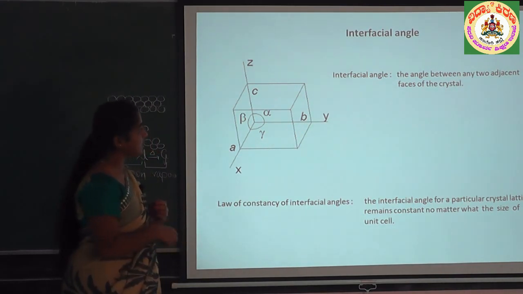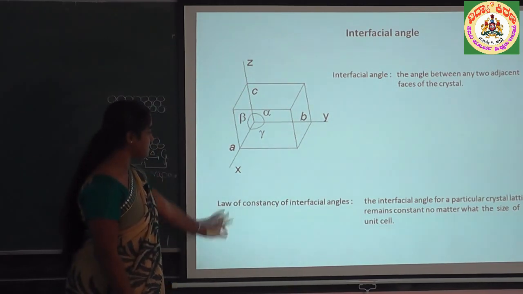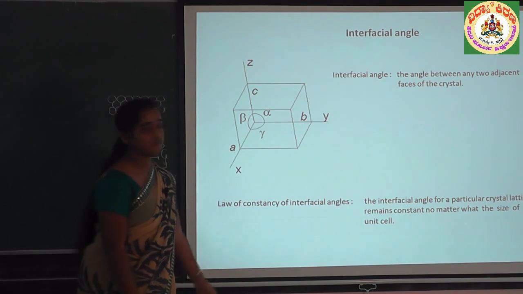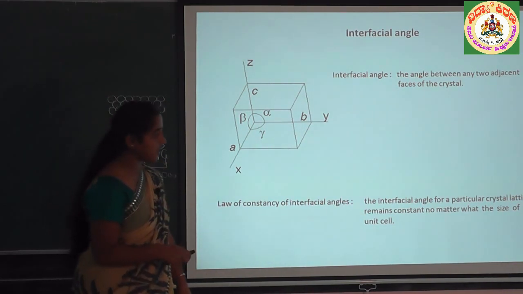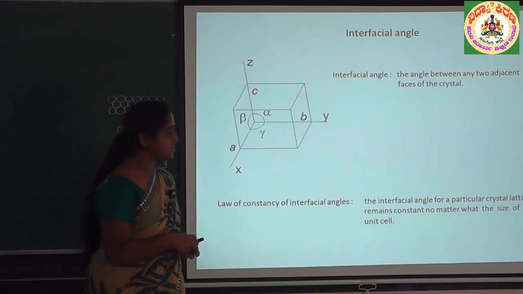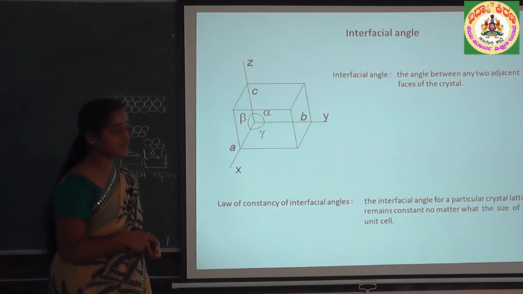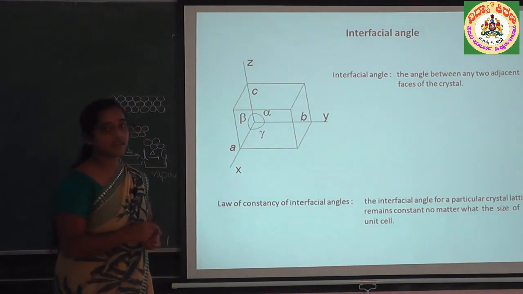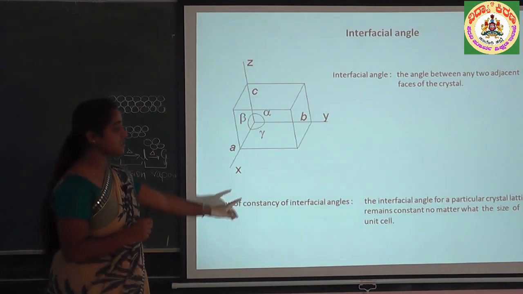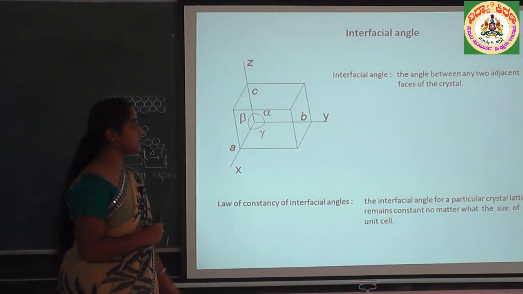Whatever the size of the unit cell, the interfacial angles remain the same. This is the law of constancy of interfacial angle. What it states is that the interfacial angle for a particular crystal lattice remains constant no matter what the size of the unit cell. The interfacial angles are the same in the case of a small unit cell or a big unit cell.